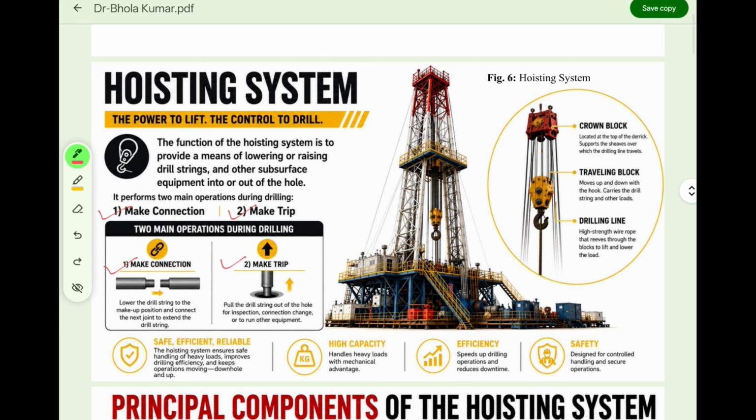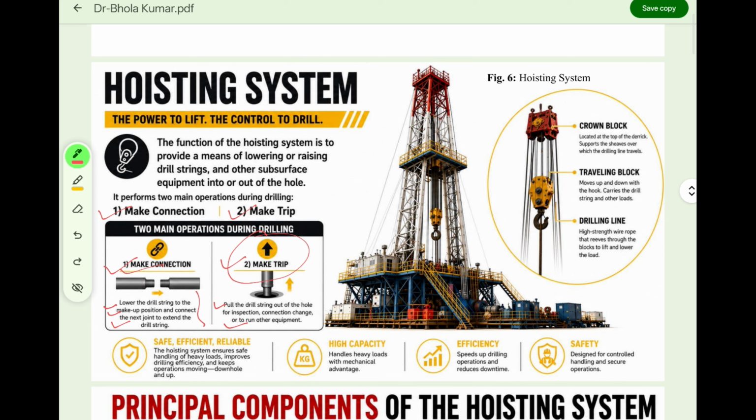Now let's talk about the definitions. Making a connection: lowering the drill string into the make-up position and connecting the next joint. This is the basic thing. And the next one is making a trip: pulling the drill string out of the hole for inspection or change, or turning to other equipment. The tripping operation is basically performed when you want to change anything like a drill bit, drill pipe, or repair any damaged thing. That time you do the tripping action.